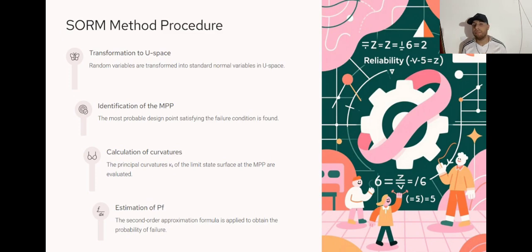Now let's see how the SORM method actually works. The process can be summarized in four main steps. One, transform the random variables into the standard normal space. Two, find the most probable point of failure. This is the point closest to the origin that satisfies the failure condition. Three, calculate the principal curvatures of the limit state surface at that point. Four, estimate the failure probability using the SORM formula, which corrects the result obtained by FORM.